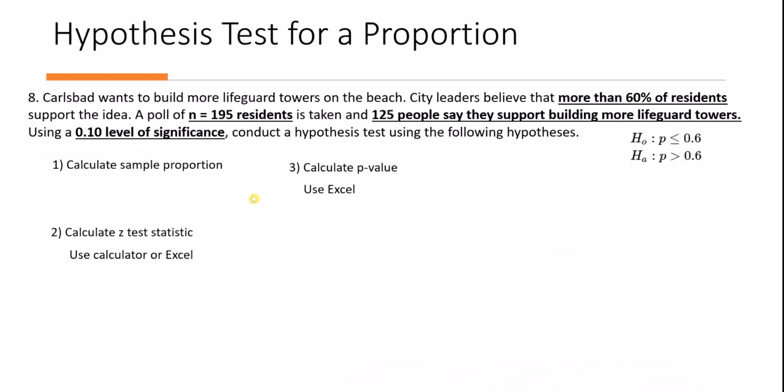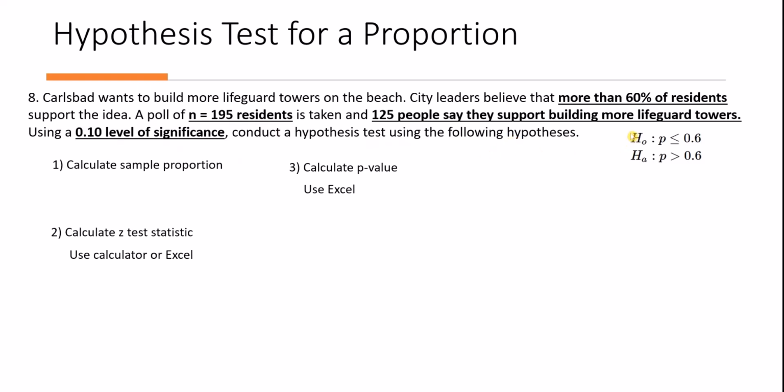All right, question number 8. We're going to wrap up chapter 9 review, and we're going to do a hypothesis test for a proportion. So Carlsbad wants to build more lifeguard towers on the beach. City leaders believe that more than 60% of residents support the idea. A poll of 195 residents is taken, and 125 of them said they support building more towers. Using a 0.10 level of significance, conduct a hypothesis test using the following hypotheses.